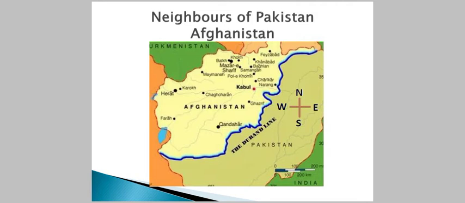The length of this border is a bit problematic because there are many books which state that the length of this border is 2250 kilometers, but when this border was measured with the help of geographic information system, the length is 2430 kilometers. The border between Pakistan and Afghanistan passes through a very rugged topography, and therefore the maintenance of this border is a very difficult task.